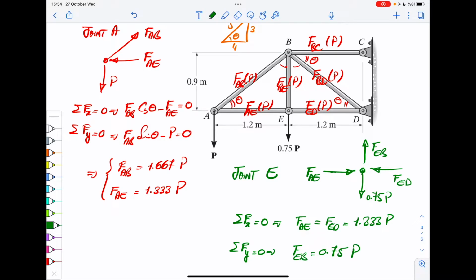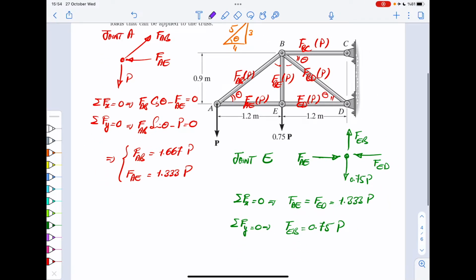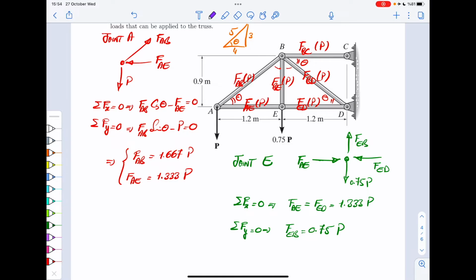Okay, so far, this is the least crucial or the safest member. Does that make sense? So we need to do one more step, and that would be joint B. So at joint B now, you would have this picture. Let's say FBC, FAB, FEB.